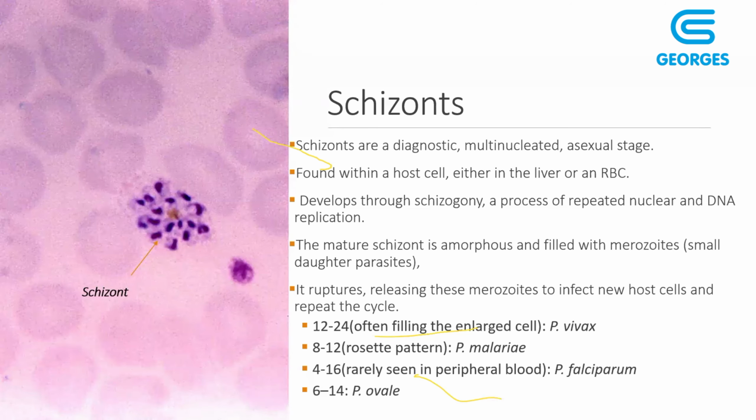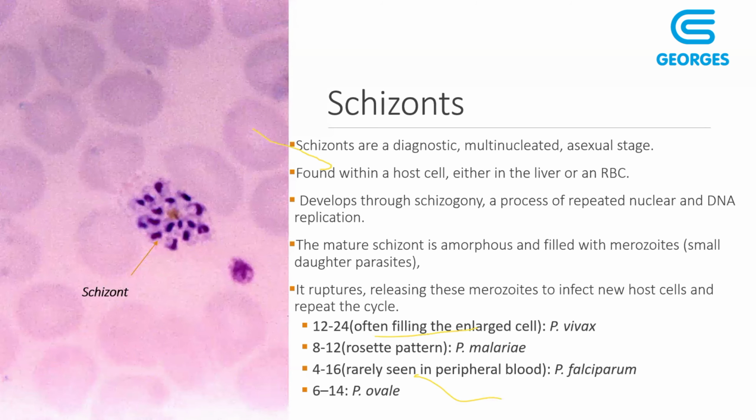Different types of Plasmodium are present with different types of schizonts. The merozoites inside the schizonts often help indicate which type of parasite we are looking at. So when you find a schizont, you can count the number of merozoites. If you have 12 to 24, and the RBC is enlarged, this is a P. vivax. And then we have 8 to 12, and they are in a rosette pattern. This is a P. malariae.